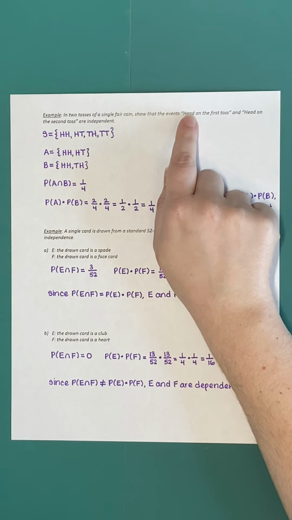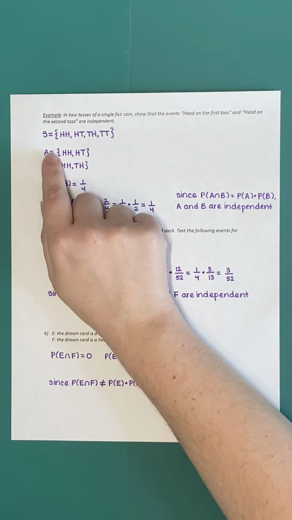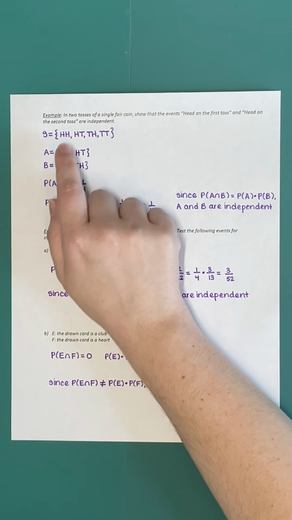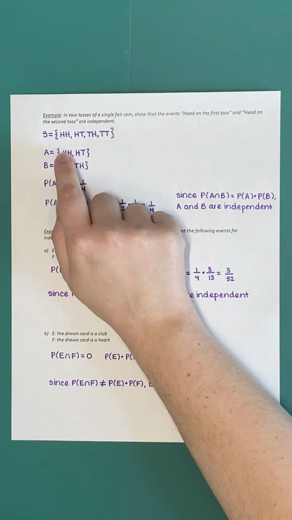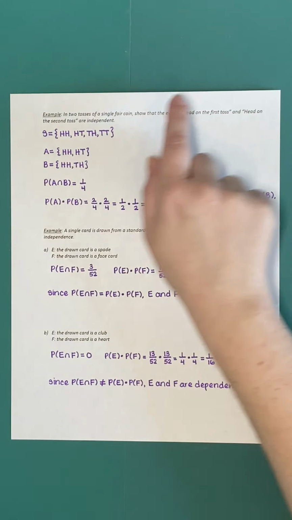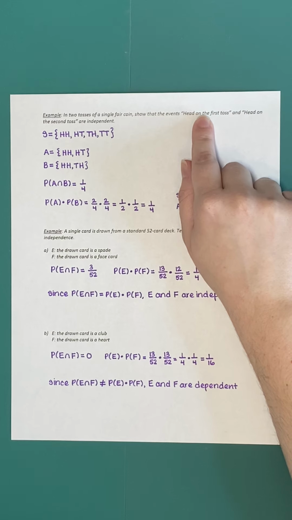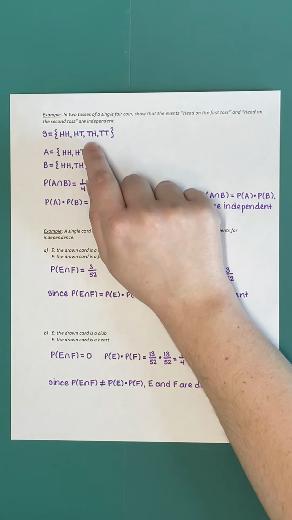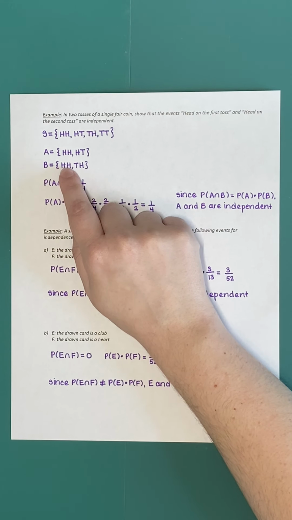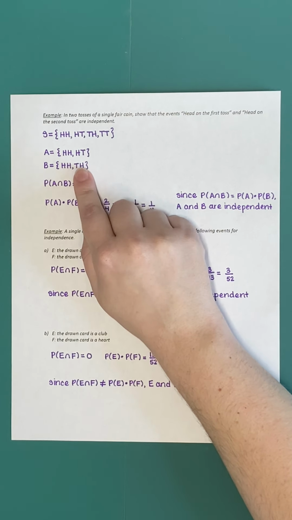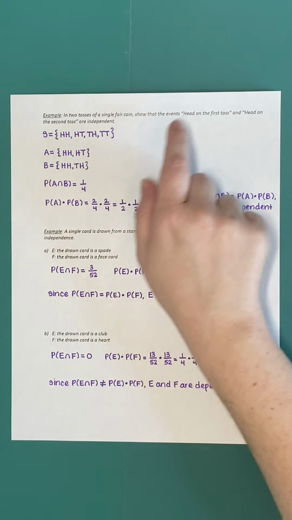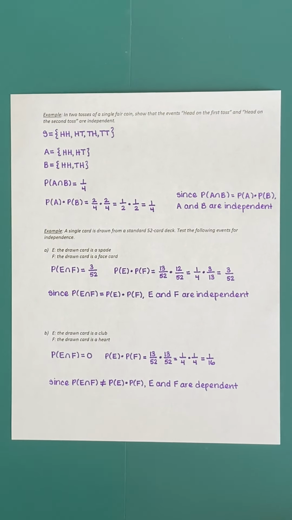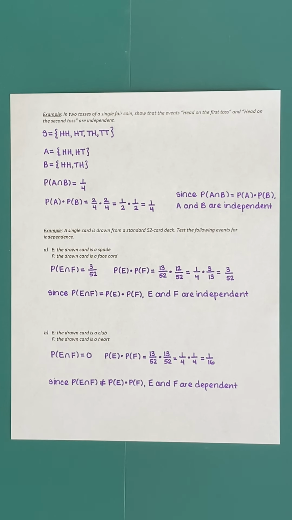So event A is heads on the first toss. What does that actually look like? Well, that could be heads and then heads, or it could be heads and then tails. Those are the two outcomes described by heads on the first toss. Now, what about heads on the second toss? Well, that could be heads and then heads, or it could be tails and then heads. So those would be the two outcomes associated with heads on the second toss. So what do we want to do now?